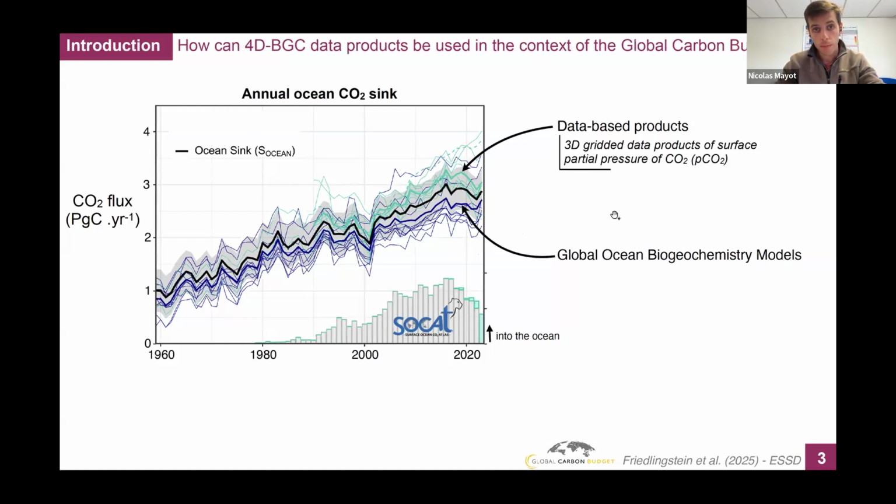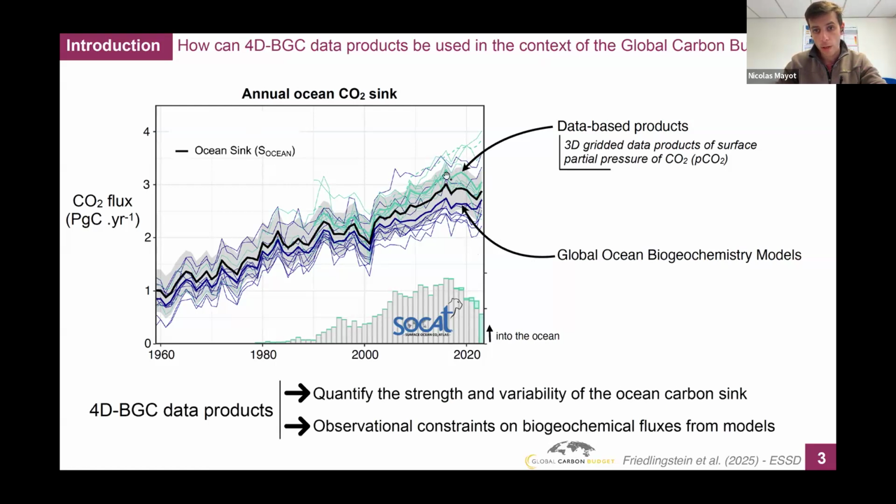And so how can the 4D-BGC data be used to inform, or to explore, why there are some differences between these estimates, and how can we know more about the ocean CO2 sink? One way is to use some 4D-BGC data that can be directly related to the ocean CO2 flux. For example, I'm thinking here about a 4D-BGC product that would interpolate dissolved inorganic carbon data. And so from this 4D database, you can estimate the exchange of CO2 between the atmosphere and the ocean.